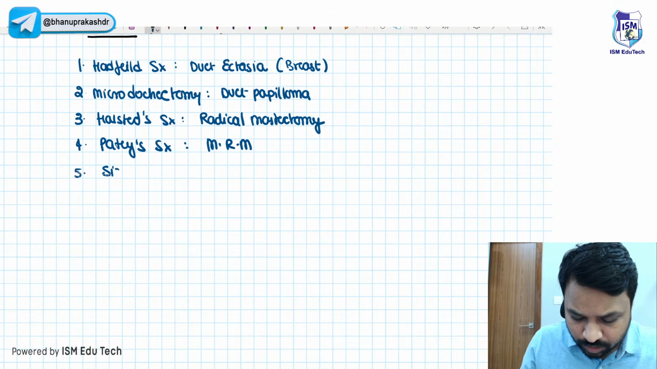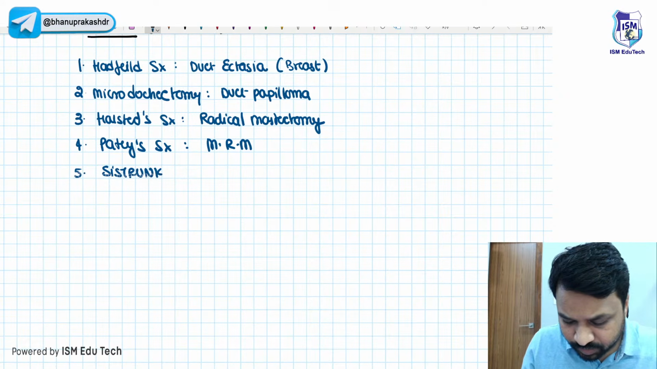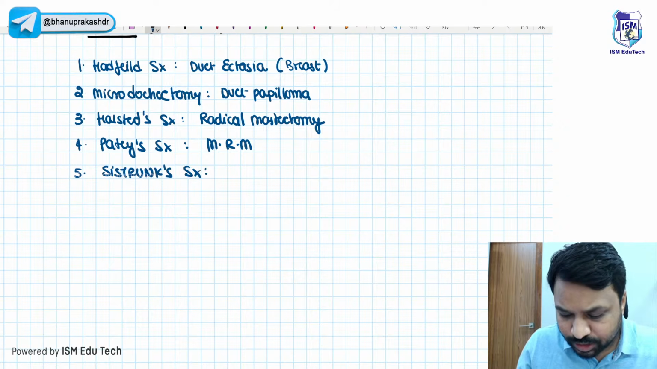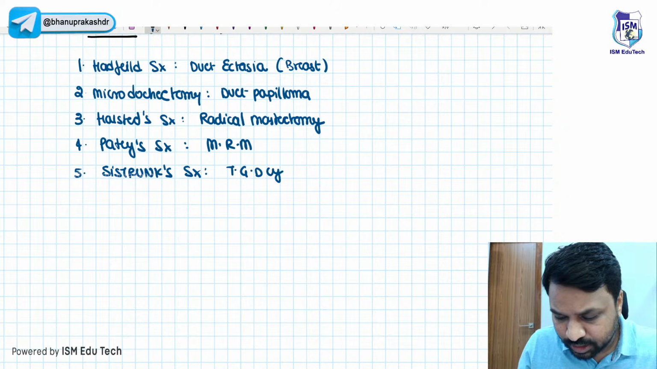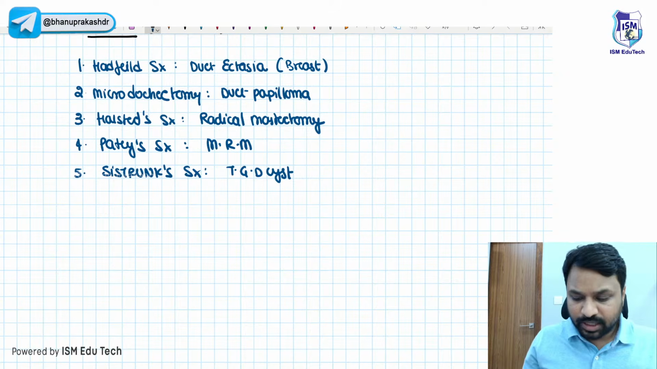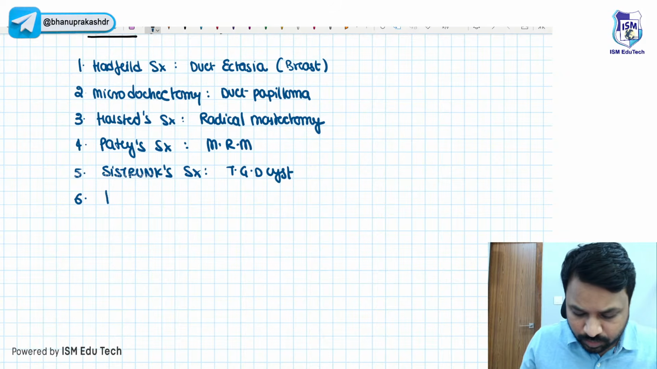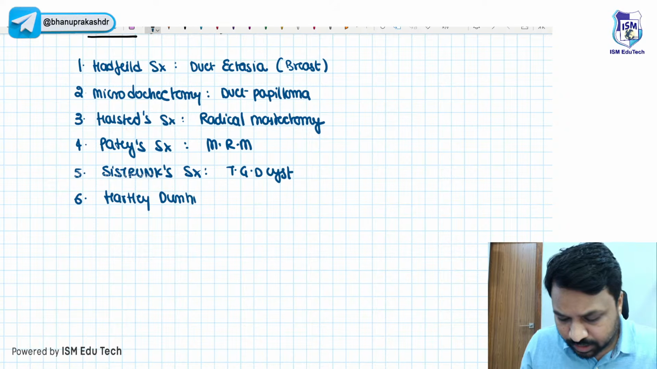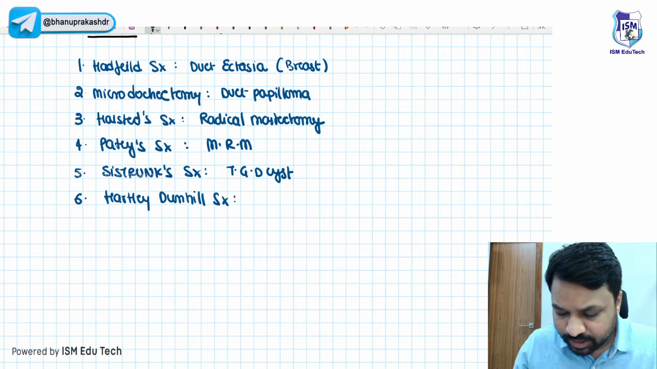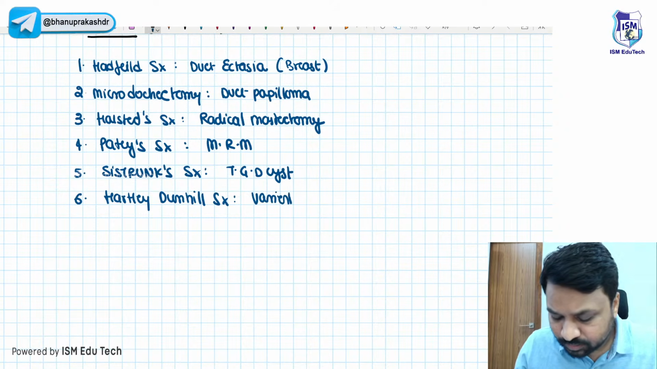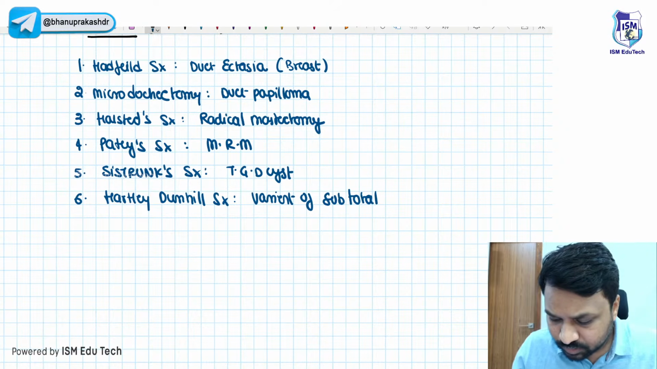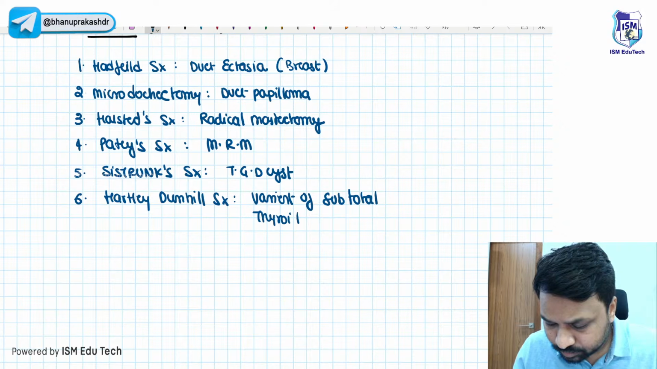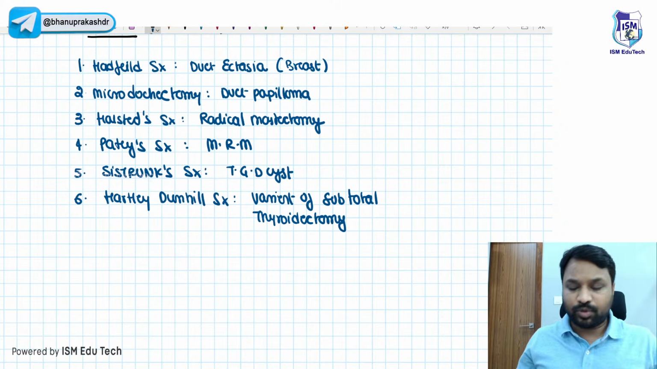Then you would have heard about Sistrunk's operation. Sistrunk's operation is done for thyroglossal duct cyst. Another one is the Hartley-Dunhill surgery. It is a variant of subtotal thyroidectomy.